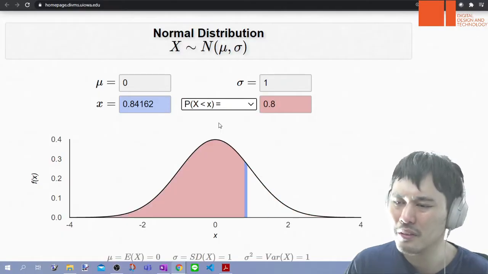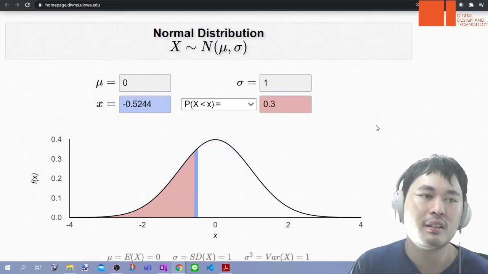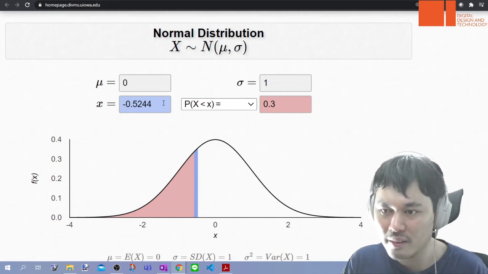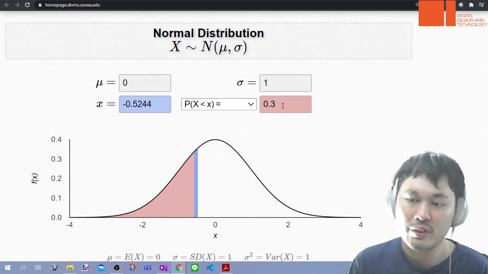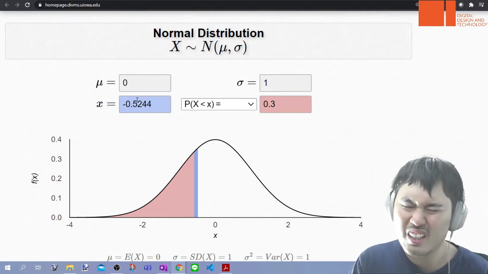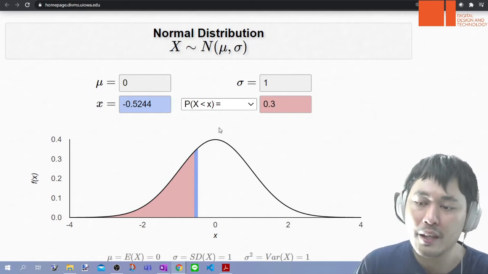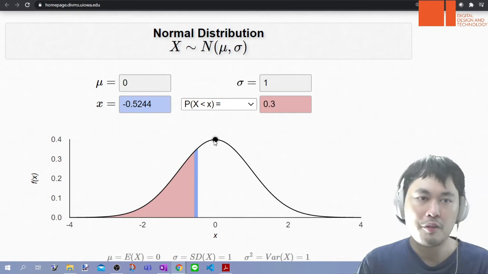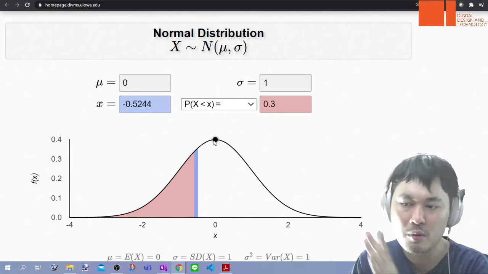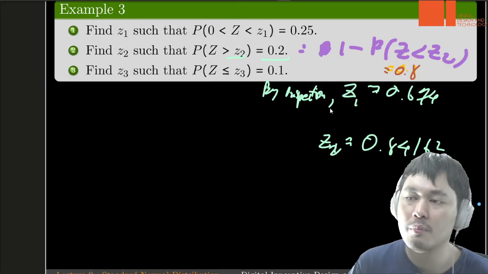Third one is just the usual one, less than or equal to 3. That actually is given there already. So just put that in as a 3, and then you get minus 0.5244. Remember that since 0.3 is less than half, the value of x has to be to the left of 0 as well. Because if it's at 0 sharp, then the area would be 0.5. That would be too much. So we have to keep moving to the left until we get 0.3.